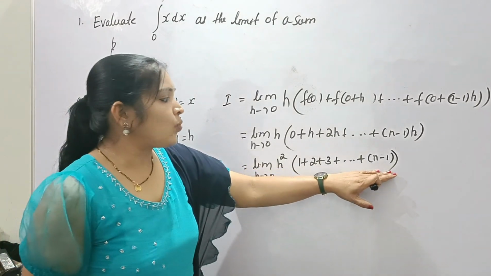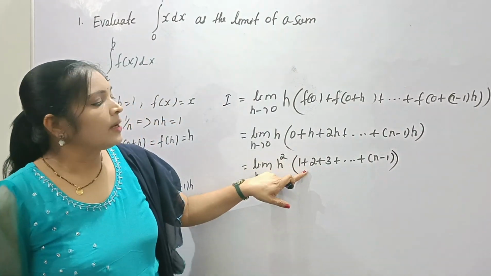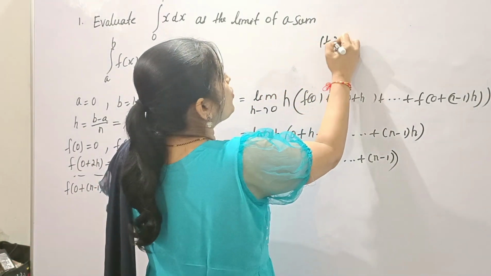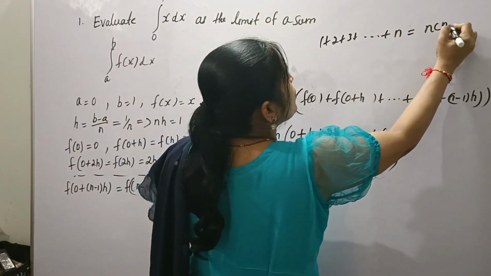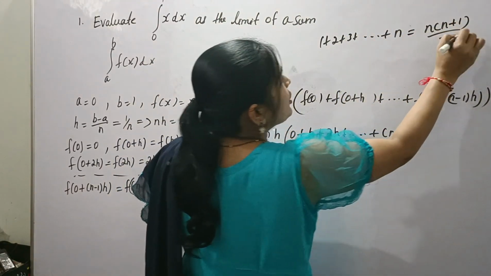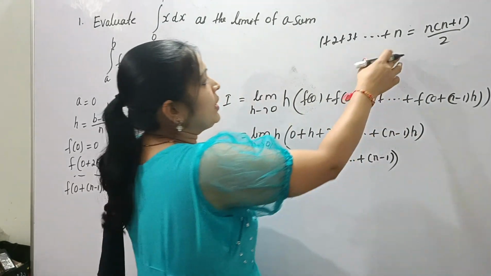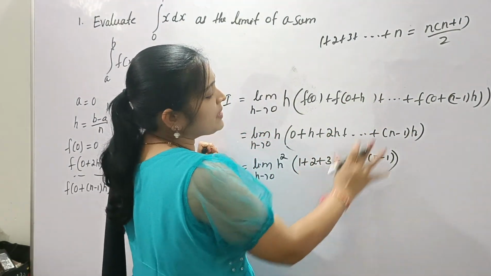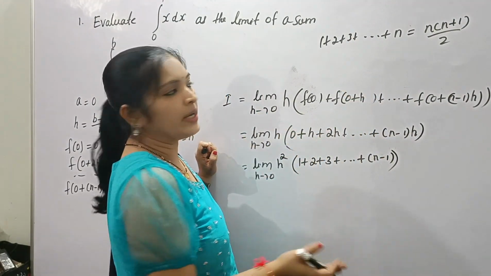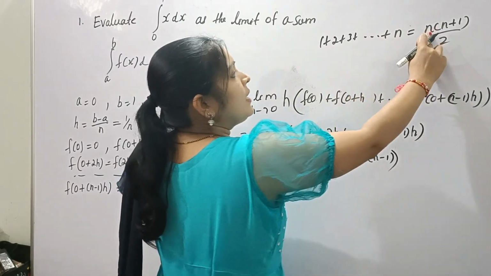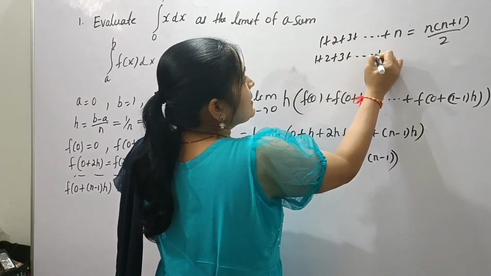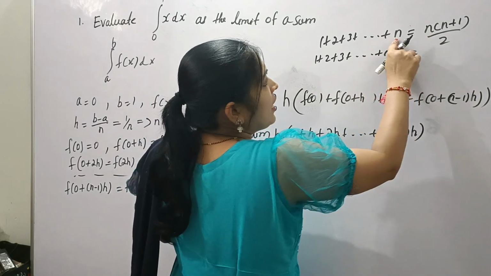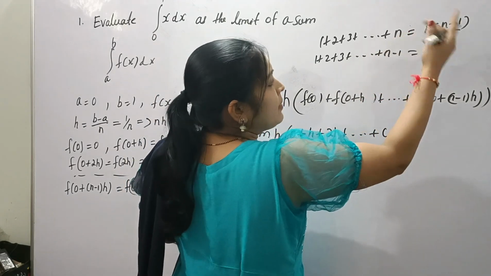Then what is the sum of this? Here we know that 1 plus 2 plus 3 plus etc. plus n is equal to n into n plus 1 divided by 2. So 1 plus 2 plus 3 plus etc. up to n minus 1, when it is n into n plus 1 by 2, so 1 plus 2 plus 3 plus etc. plus n minus 1 is, here in place of n minus 1.